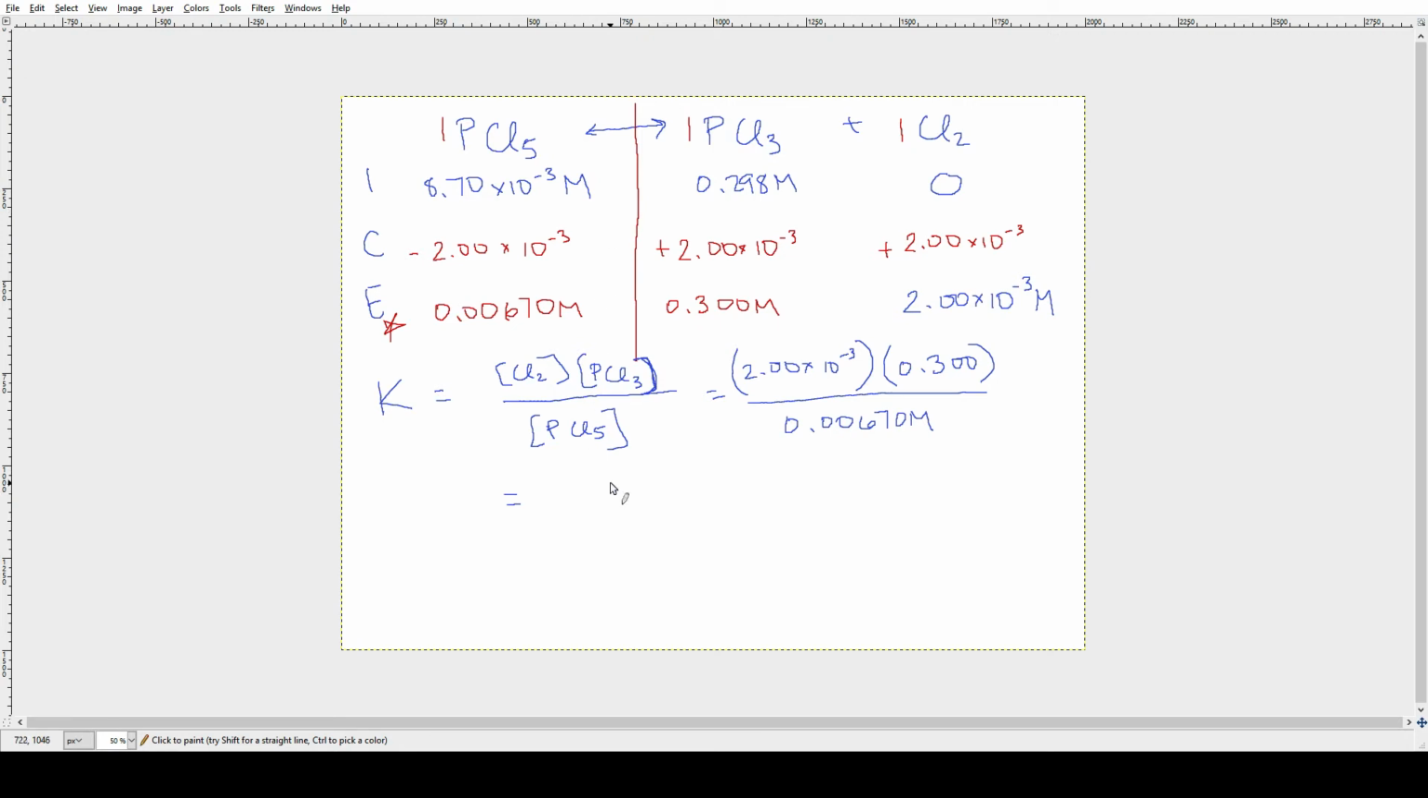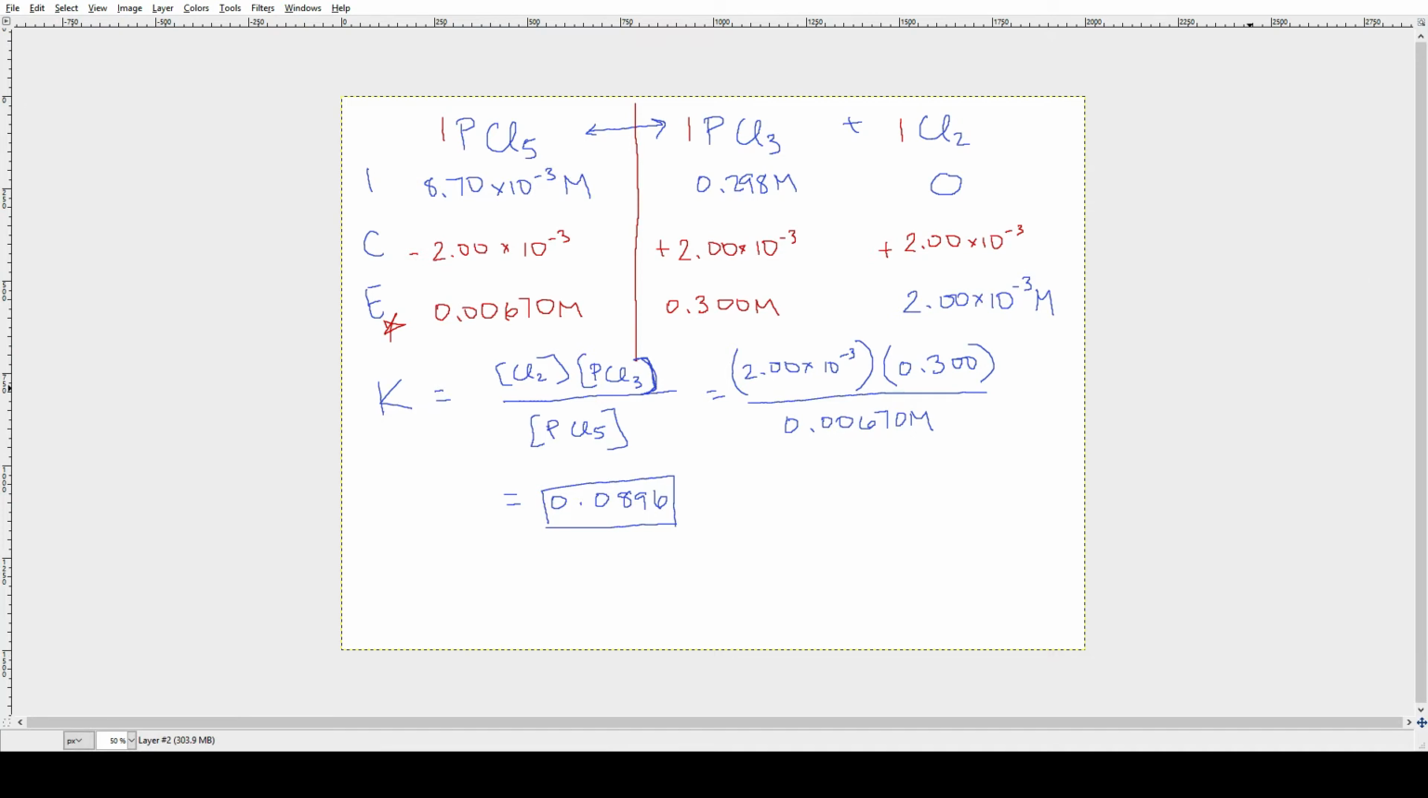Looks like I have 3 sig figs, so I have 0.0896, and that is your K value. All right, so that's that one.